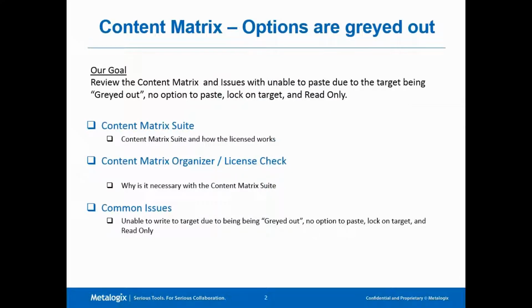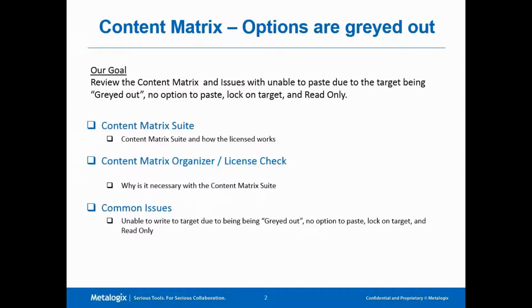Today our goals are to review the Content Matrix and issues with being unable to paste due to the target being, quote, grayed out, no option to paste, or there's a lock on the target, or basically it's in read-only mode. We're going to talk about the Content Matrix Suite and how the licensing works, the Content Matrix Organizer and the license check WSPs, and why this can cause issues with your target site being in read-only or grayed out, and also the common issues that can cause this grayed out, unable to write to the target license. So let's dig right in.